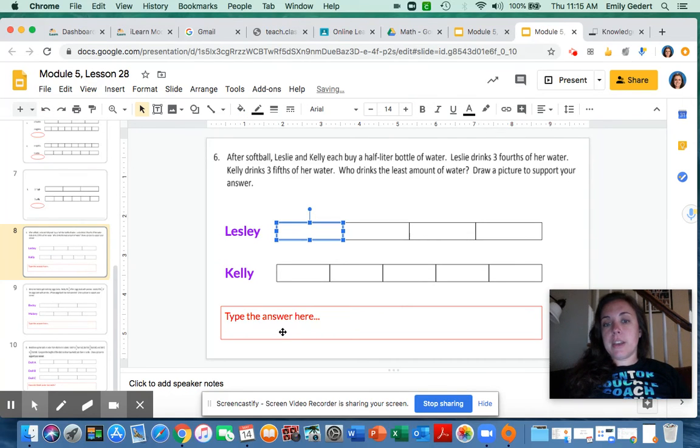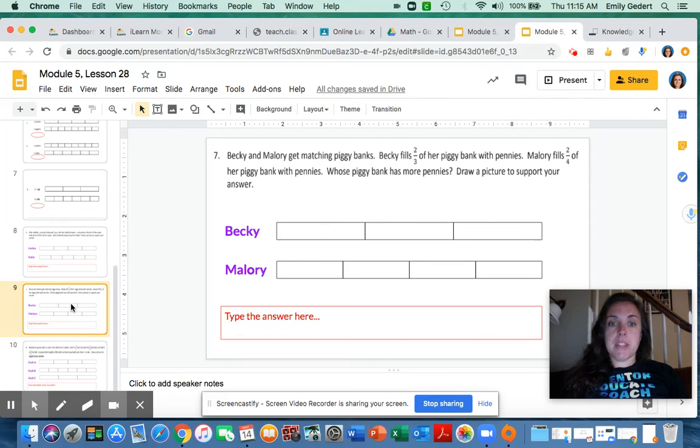And then down here, I want you to type your answer to this question here. Who drinks, careful, the least amount of water? So we're not looking for the biggest fraction here. We're looking for the smallest. So read carefully. Same thing with number 9. You're going to do the same thing. Use the fractions from the problem. And then you're going to answer this question here. Whose piggy bank has more pennies? So we're looking for the bigger fraction.